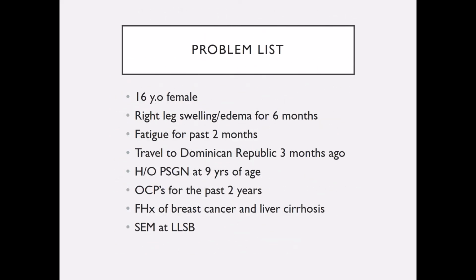To summarize our problem list, we have a 16-year-old female coming in with right leg swelling and edema for the last 6 months. She has been fatigued for the past 2 months. She traveled to the Dominican Republic about 3 months ago. She has a history of PSGN at 9 years of age. She is taking oral contraceptive pills for the past 2 years. There is a family history of breast cancer and liver cirrhosis, and she has a systolic ejection murmur at the left lower sternal border.